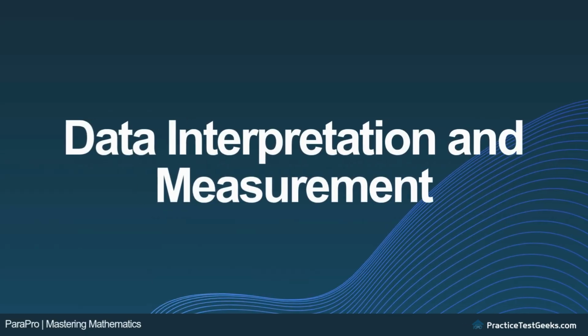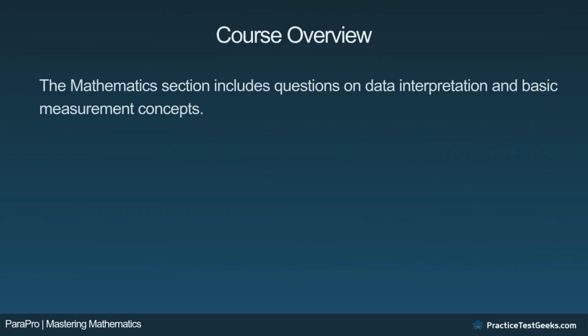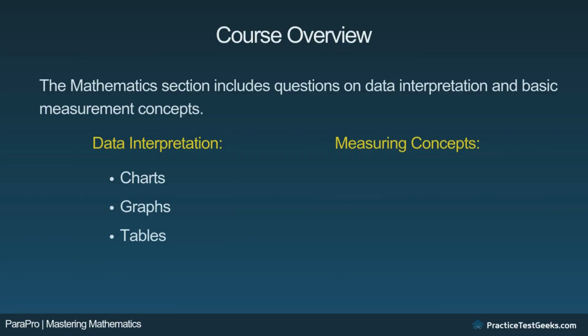Data interpretation and measurement. The mathematics section of the ParaPro assessment test includes questions on data interpretation and basic measurement concepts. Data interpretation involves understanding and analyzing information presented in charts, graphs, and tables, while measurement tests your ability to apply basic concepts of length, weight, and volume. Mastering these areas is essential for test success. This lesson will guide you through how to interpret different types of data and apply measurement concepts, ensuring that you are well prepared for these types of questions on the exam.